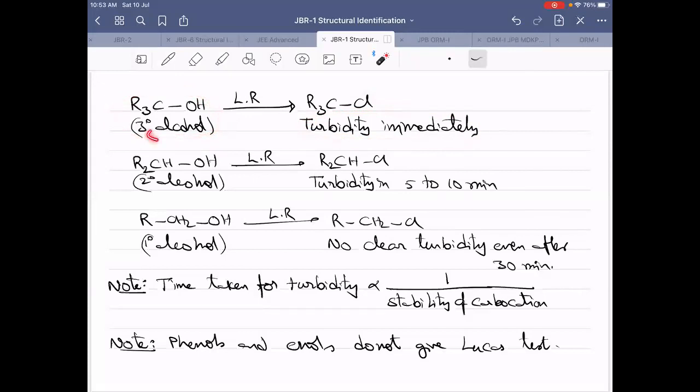First of all, how do you know that you are given an alcohol? For that, you have already done the test. Yes or no? You have already done the test and fixed that the given compound is alcohol. Now your duty is to identify whether it is primary, secondary, or tertiary alcohol. So if you get a white turbidity immediately, it means you are given a tertiary alcohol.